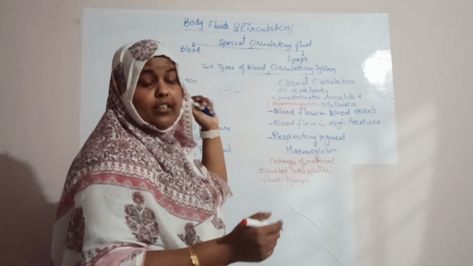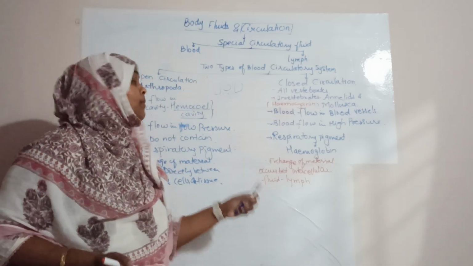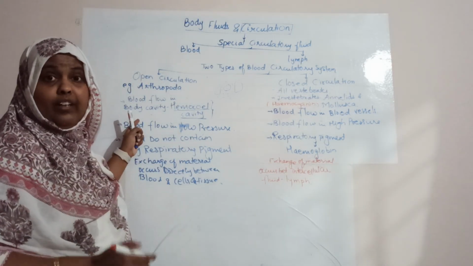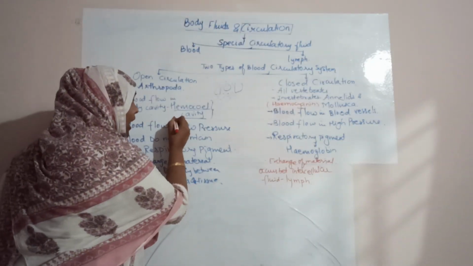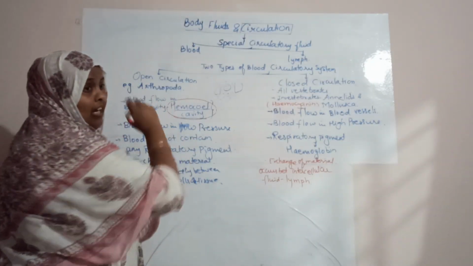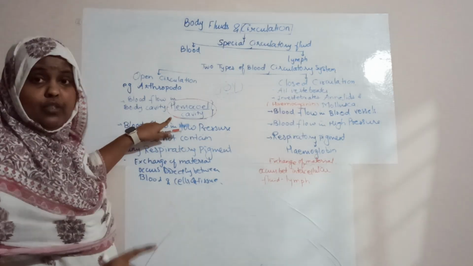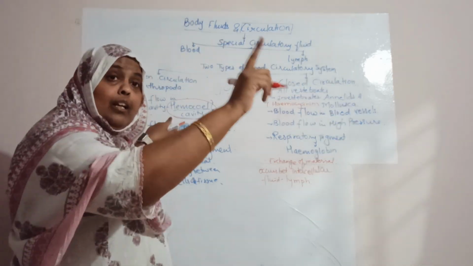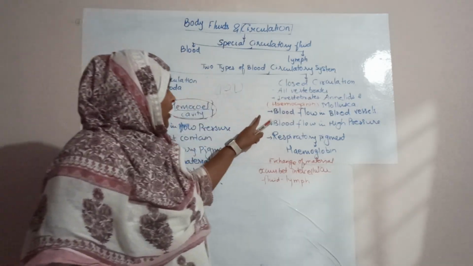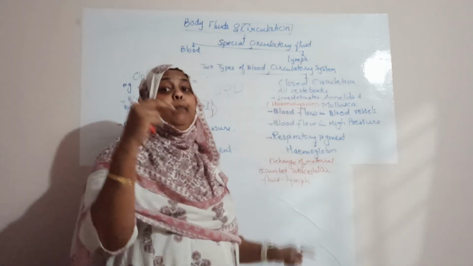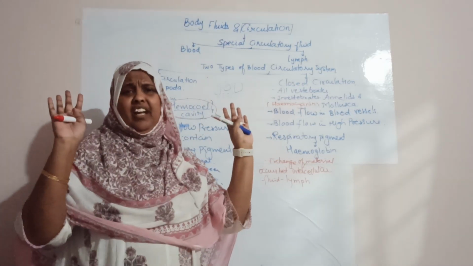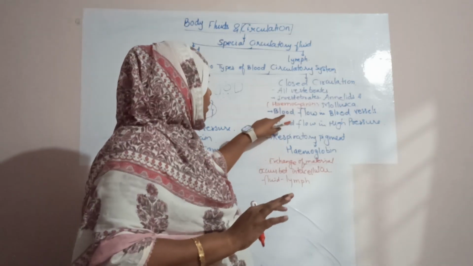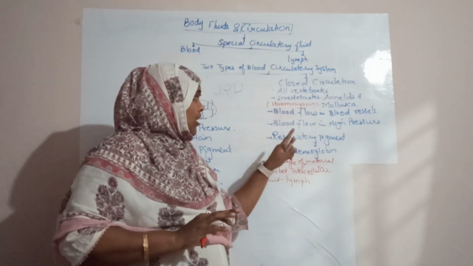If we compare the open and closed circulatory systems, in an open circulatory system the blood flows in a body cavity. What is the name of the body cavity? Hemocoel cavity. Remember this word, hemocoel; we study it in the animal kingdom also. Then in a closed circulatory system, blood flows in a blood vessel, as in our body, the common example in this chapter.